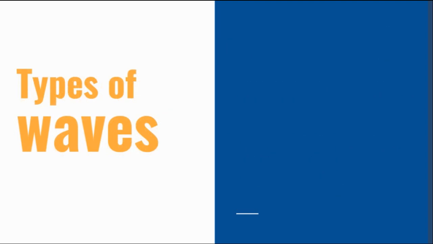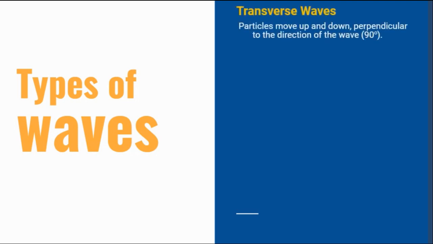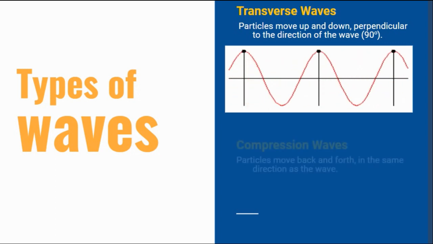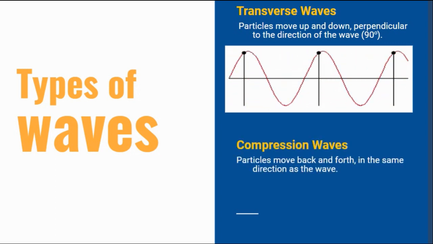We also saw that there are two different types of waves, transverse waves and compression waves. All waves, regardless of their type, move energy. The difference between transverse and compression waves is the direction that the particles oscillate relative to the direction of the wave. In a transverse wave, the particles are moving up and down, but the wave is moving from left to right. And in a compression wave, the particles are moving in the same direction that the wave is traveling.